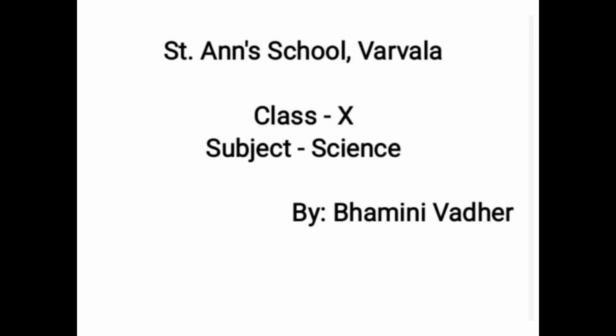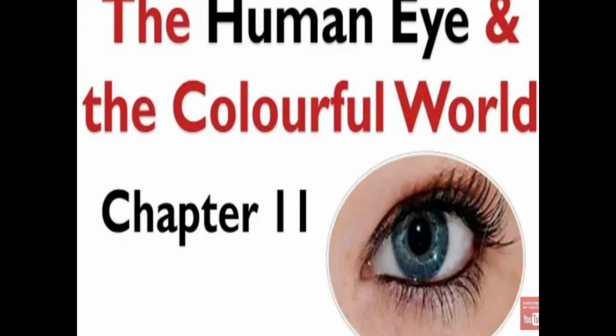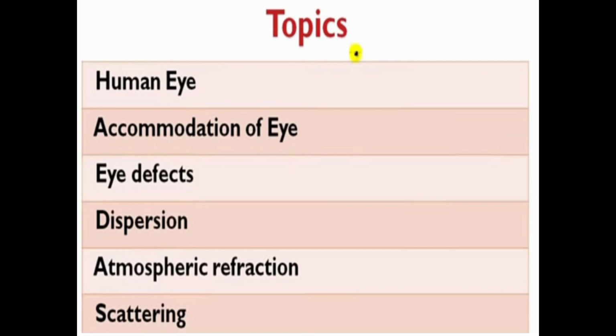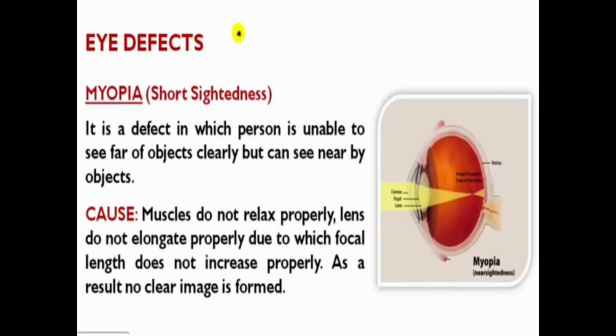Hello students. Today we are going to study the second part of our class 10th science NCERT textbook, chapter number 11, the human eye and the colorful world. In the previous session of this chapter we studied two topics, the human eye and accommodation of the eye. Now in today's session we are going to cover eye defects and a little about refraction, the basic introduction about refraction. So what are the eye defects?